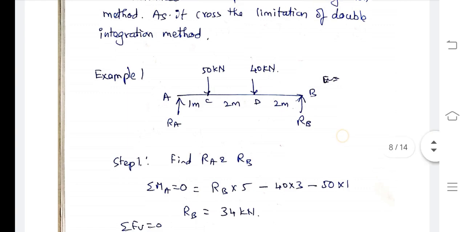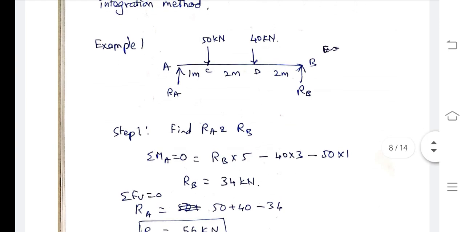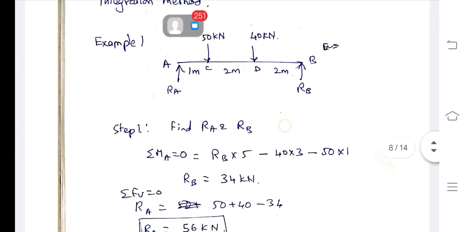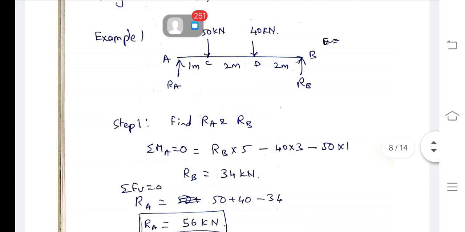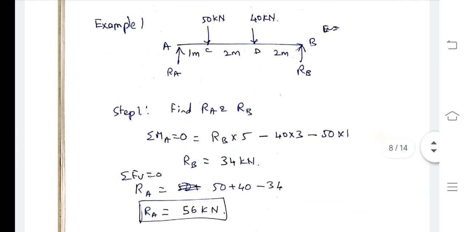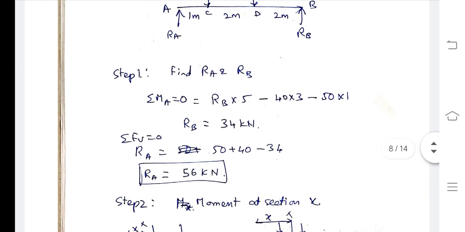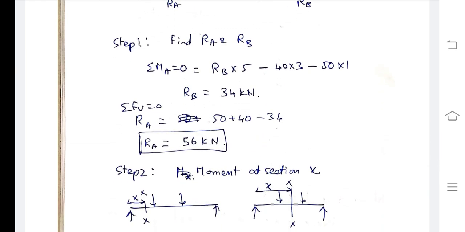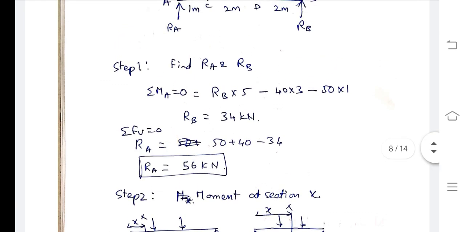Example number 1: a simply supported beam with 50 kilonewton at 1 meter from the left support and 40 kilonewton from the right support. The first step is to find RA and RB, that is the support reactions. Support reactions are found first for the simply supported beam. Taking moment about A equal to 0, you can find that RB is 34 kilonewton and RA is 56 kilonewton, by substituting summation of moment about A equal to 0 and summation of vertical forces equal to 0.